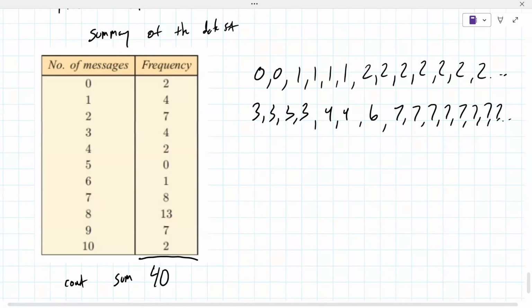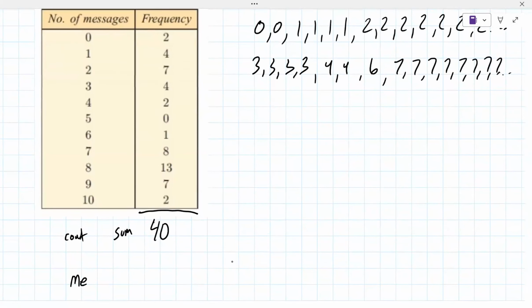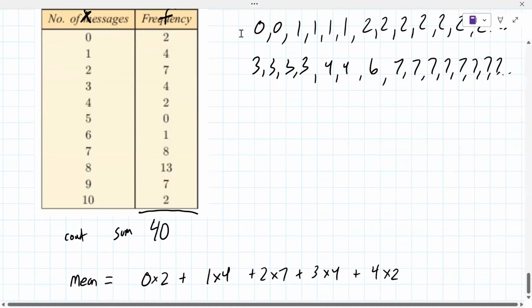Go with that. So again, it's time to find the mean. You have to take the x value times the frequency value: 0 times 2 plus 1 times 4 plus 2 times 7 plus 3 times 4. And before you think, oh, this is horrible, I can't believe I have to do this, it's way better than adding up all these numbers.